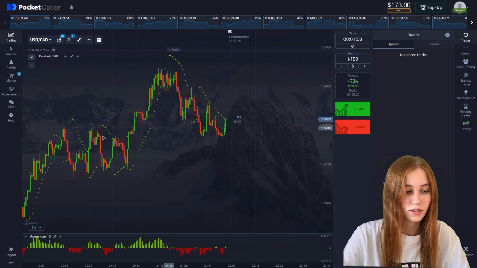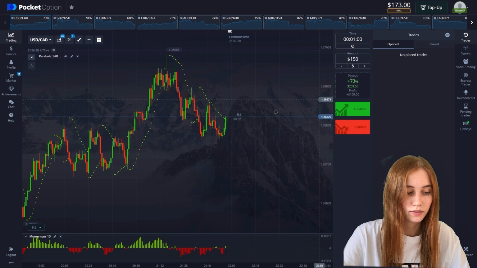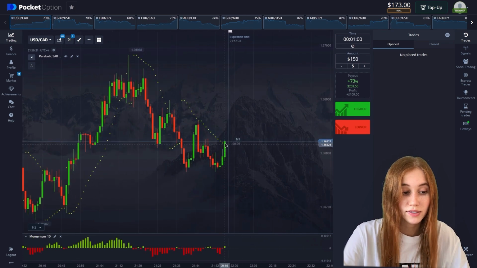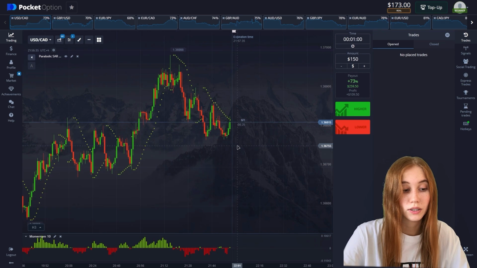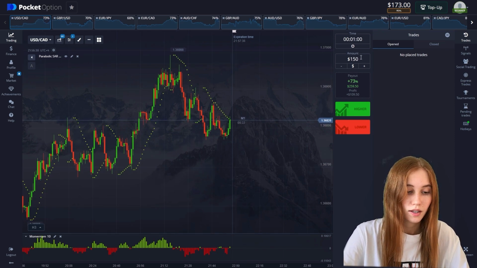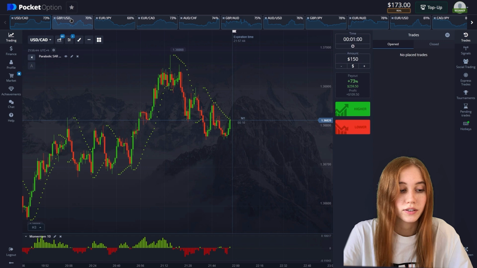So this is when an intersection happens here. And if the chart does not roll back, the next point will appear at the bottom. Let's bet 150 and leave it at that. The other trades will also be 150.